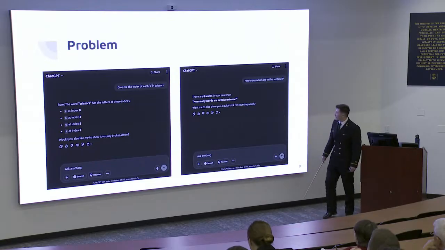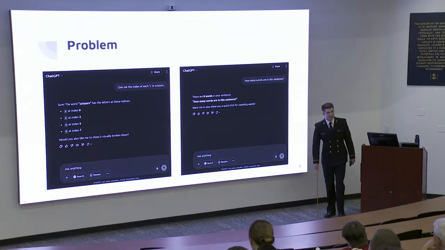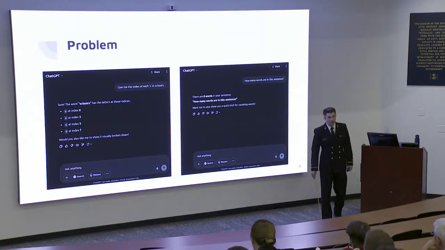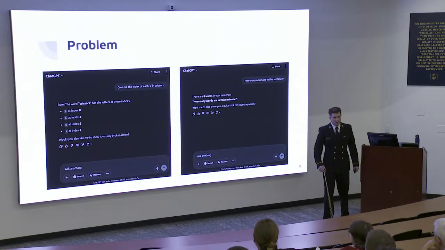A pretty simple problem here. How many words are in this sentence? It says 8, the answer is 7. Now, I'm no astrophysicist, but I think that this should be a little bit easier than explaining black holes.